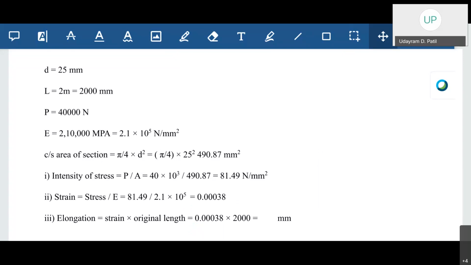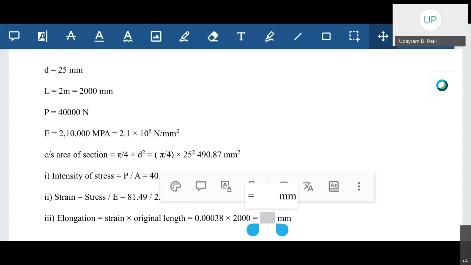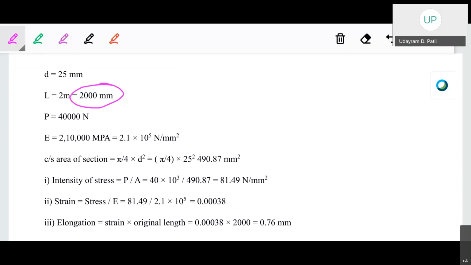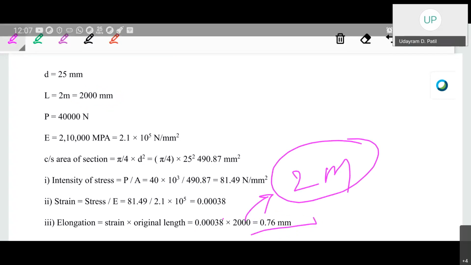Okay, putting that value in the formula, the strain multiplied by the original length will give us the elongation in mm. Now if we want that value in meter, suppose you have done all the other calculations in meter, in that case we will get the quantity in meter. If you insert 2000 mm as meter instead, then it will give us the quantity in meter.